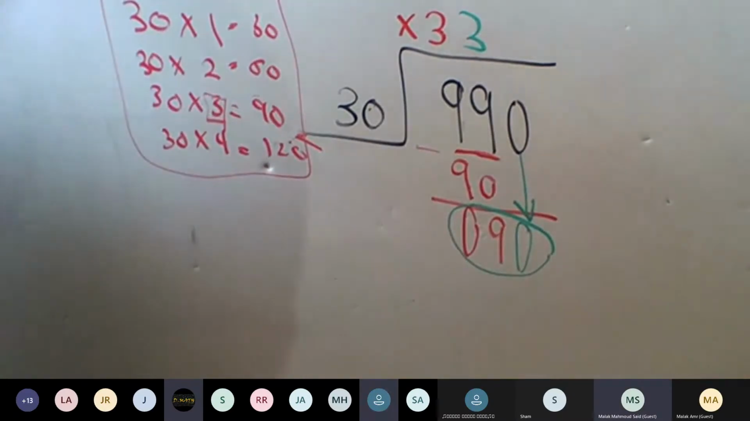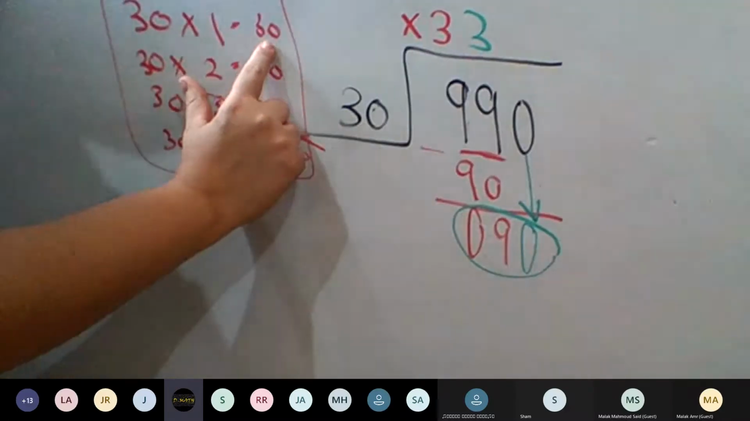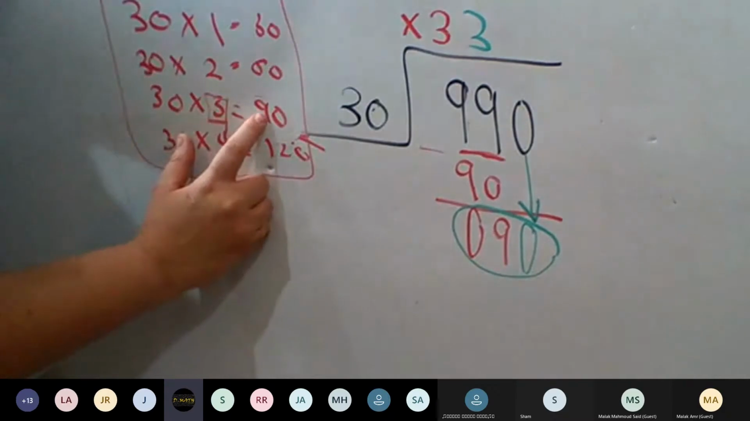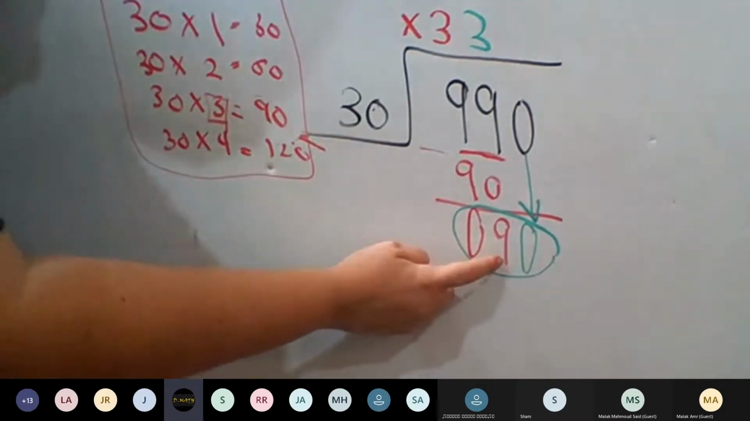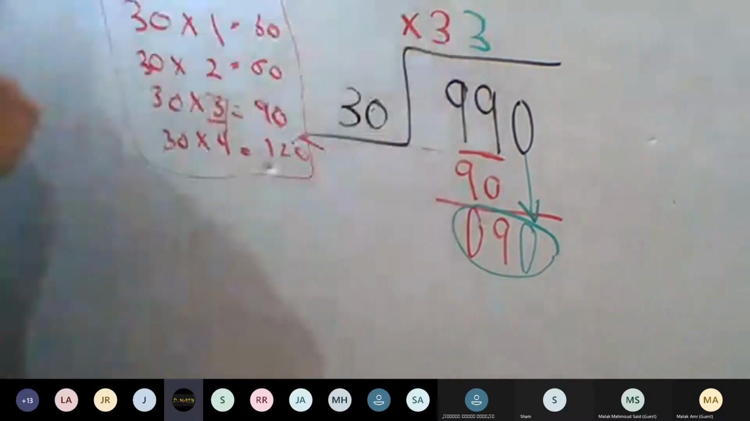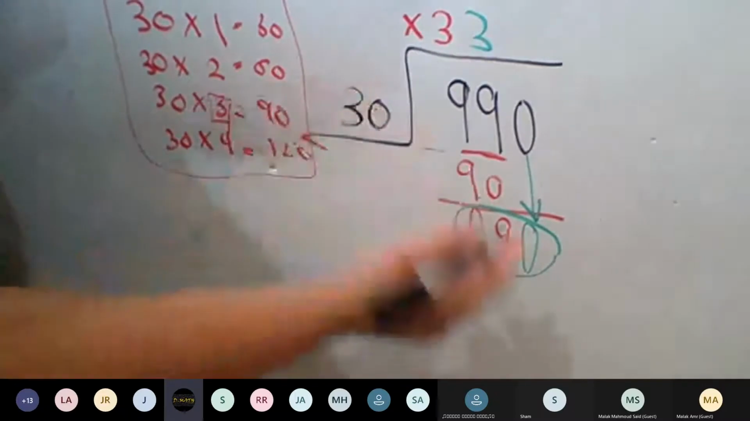While I'm talking, please don't say anything. Just listen to me. If you have any question, just say it. Then here, 90. 30 times 1 is 30, 30 times 2 is 60, 30 times 3 is 90. So if I want to divide 90 by 30, what will the answer be? 3. So 3 times 3 is?